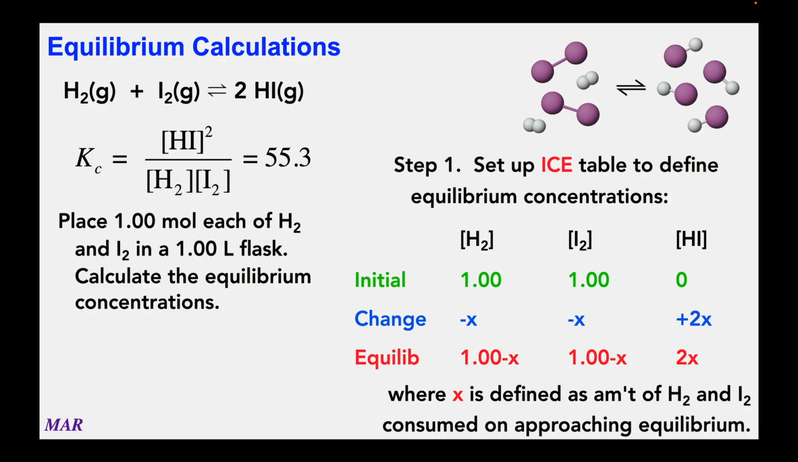So at equilibrium, you're going to have 1 minus x for H2, because we don't know what x is, we can't go any farther. I2 will also be 1 minus x, and because of the stoichiometry of 2 for HI, that positive 2x will go down as positive 2x. So it's kind of cool. We're going to have one equation and one unknown, nothing you can't handle.